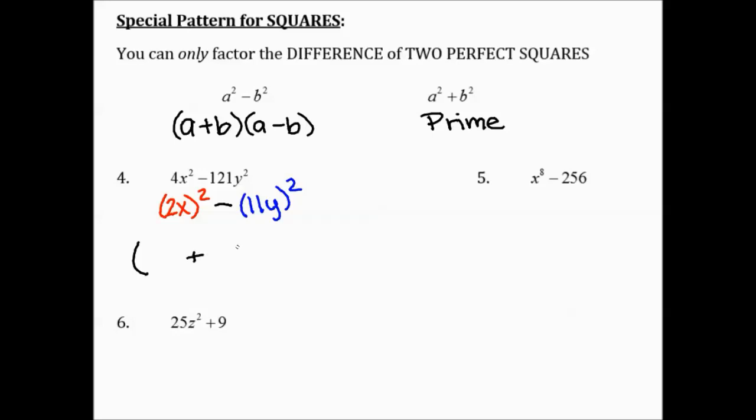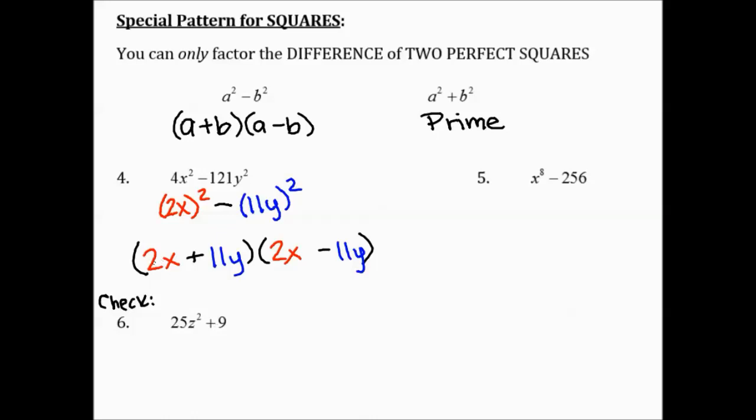So my factors are going to be 2x plus 11y and 2x minus 11y. Okay. And we can always multiply them back together to check. Remember, when we are multiplying two binomials together, we have to double distribute.